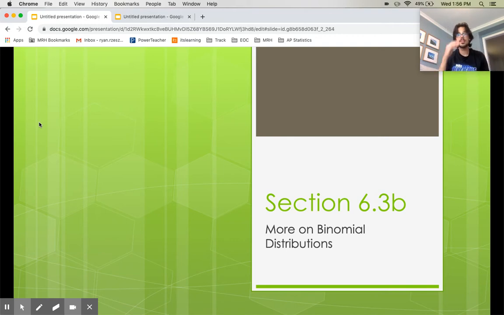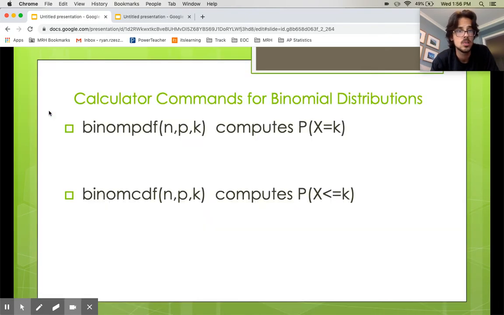So this is a topic that I feel very good predicting for whatever year you're taking this class. There will be something on the binomial distribution on the free response section. So it's a really good topic to be able to master. We're going to hit some of the highlights from last time in this lesson, and we're going to learn a few shortcuts as well with our calculators.